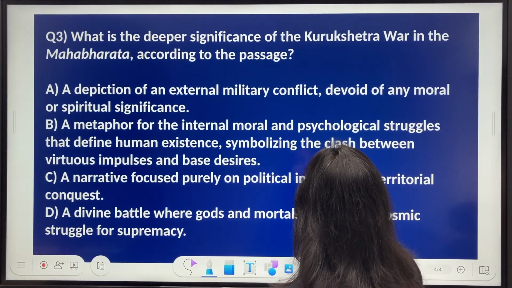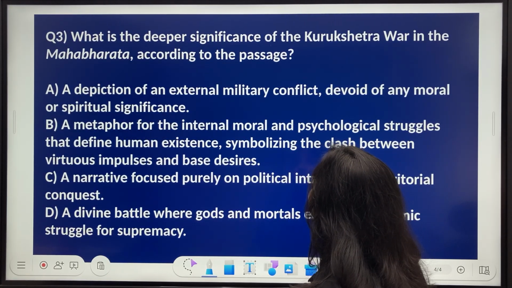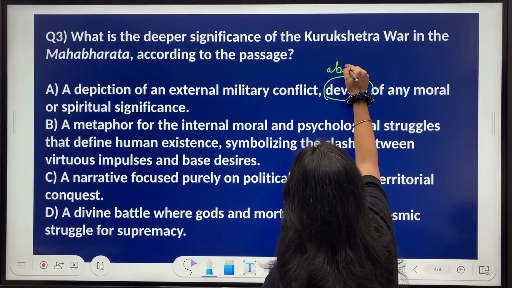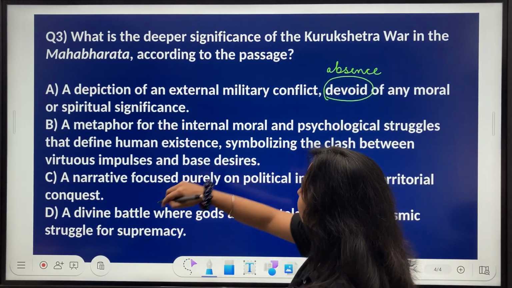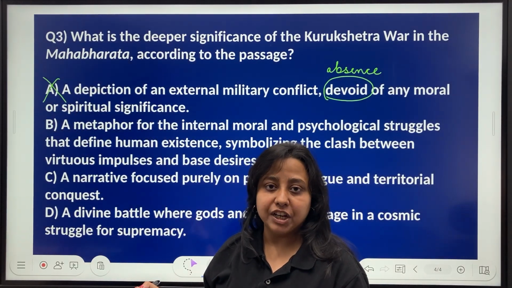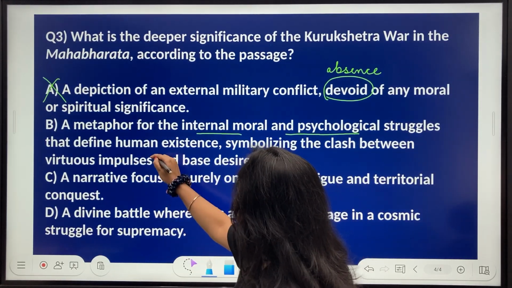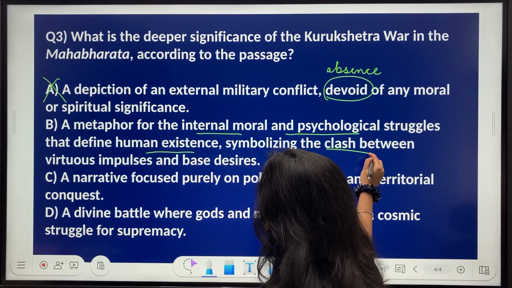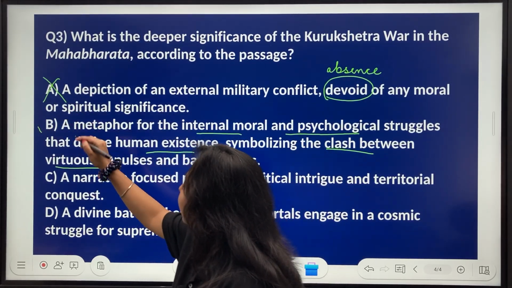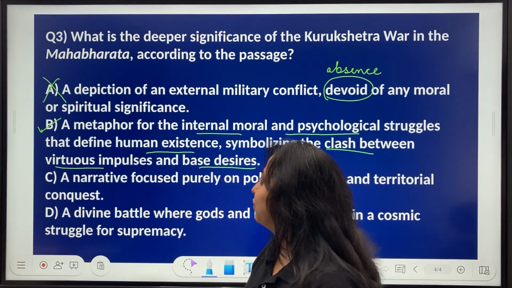What is the deeper significance of the Kurukshetra war in the Mahabharata according to the passage? Okay, a depiction of an external military conflict devoid, absence. There is space here so I am writing its meaning, we have discussed this word before. Was this only a military war? Was this just a war between two conflicting parties? No, right? A metaphor for the internal moral and psychological struggles, yes, that define human existence, symbolizing the clash between virtuous impulses and base desires, immoral desires. Very well crafted and detailed option, I would say, okay. All the keywords have been punched in here, which is really great.